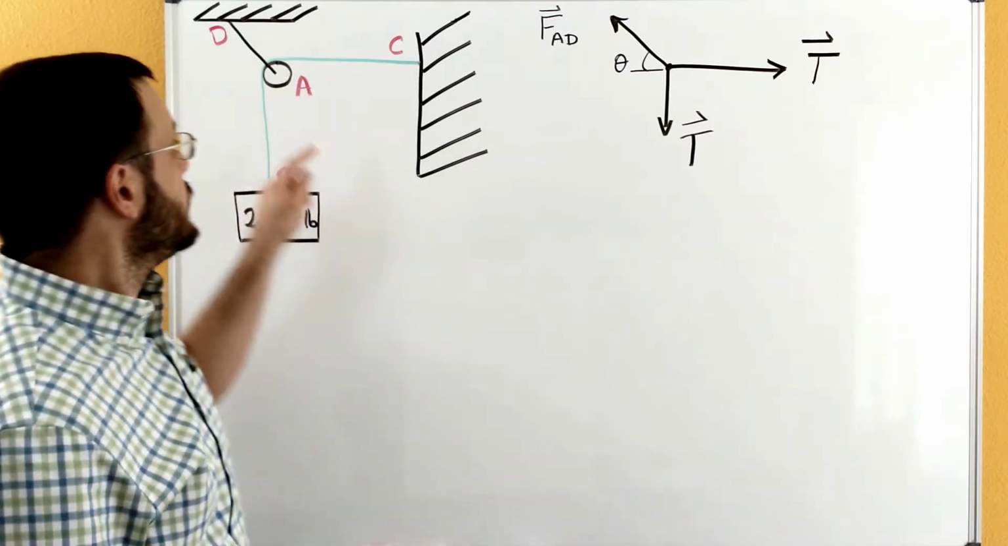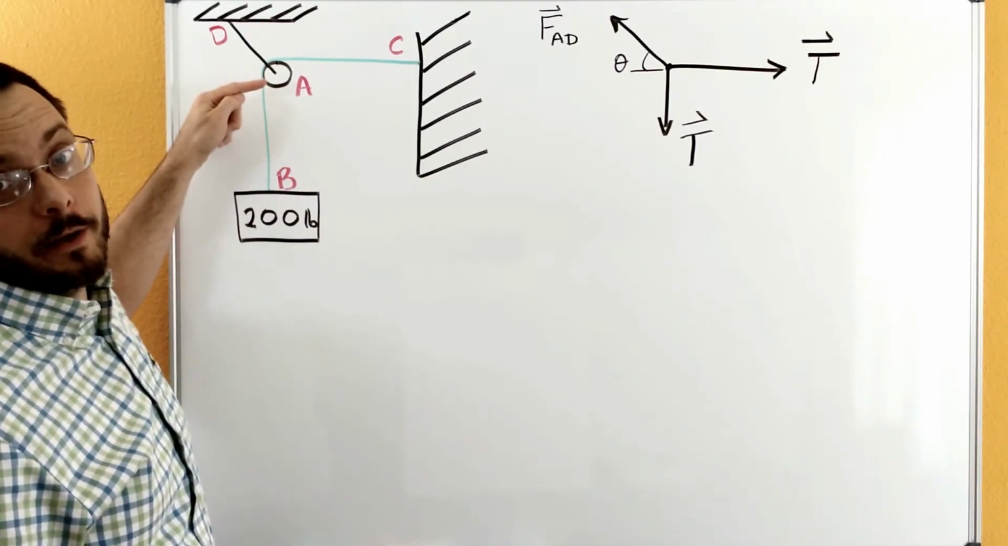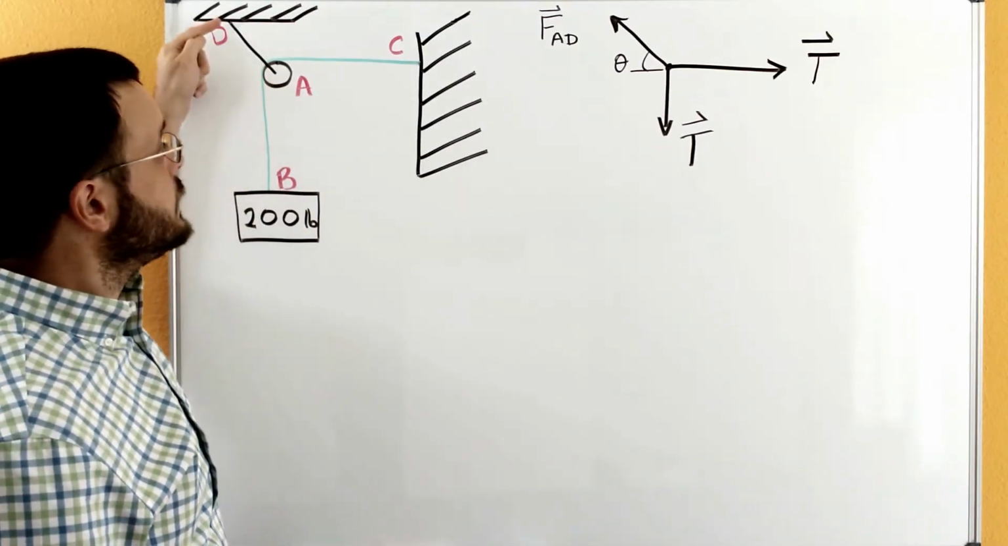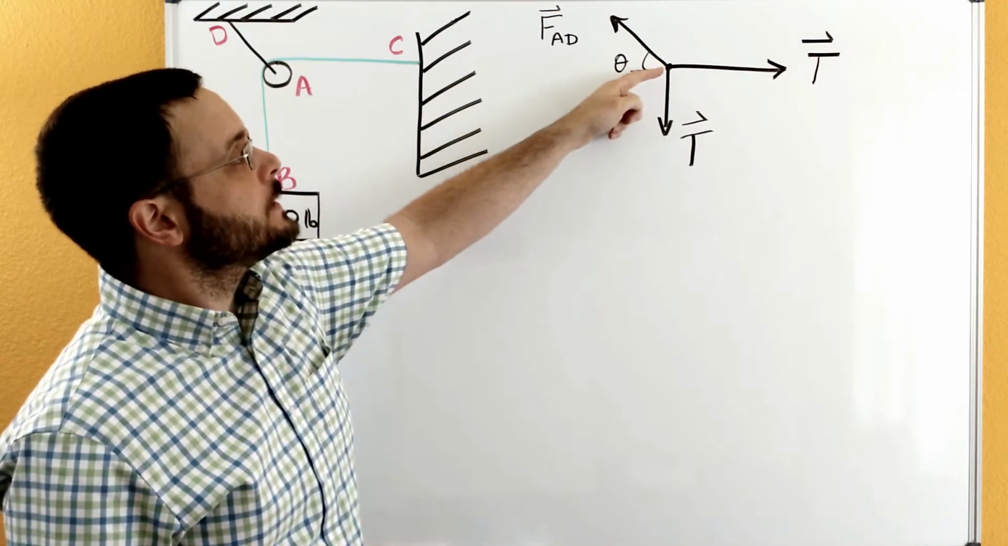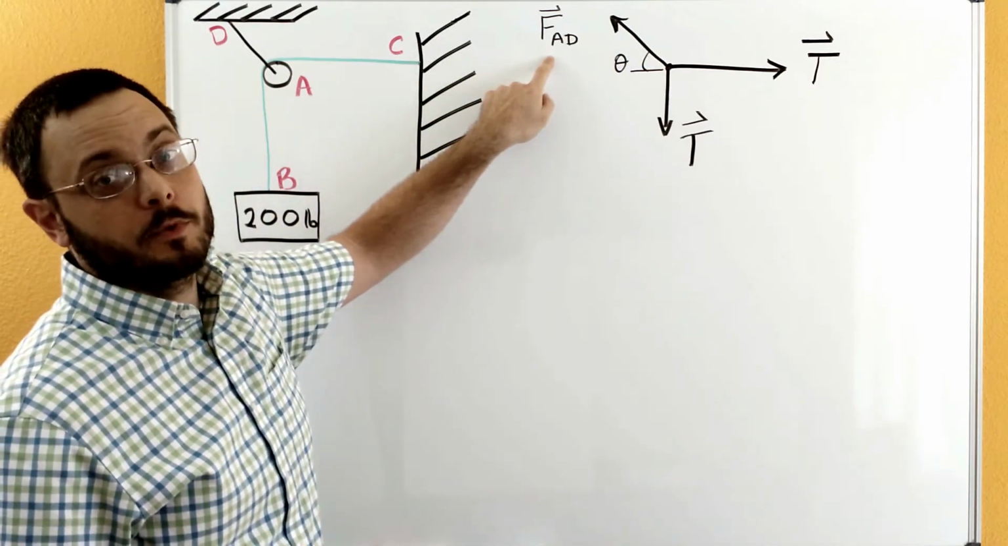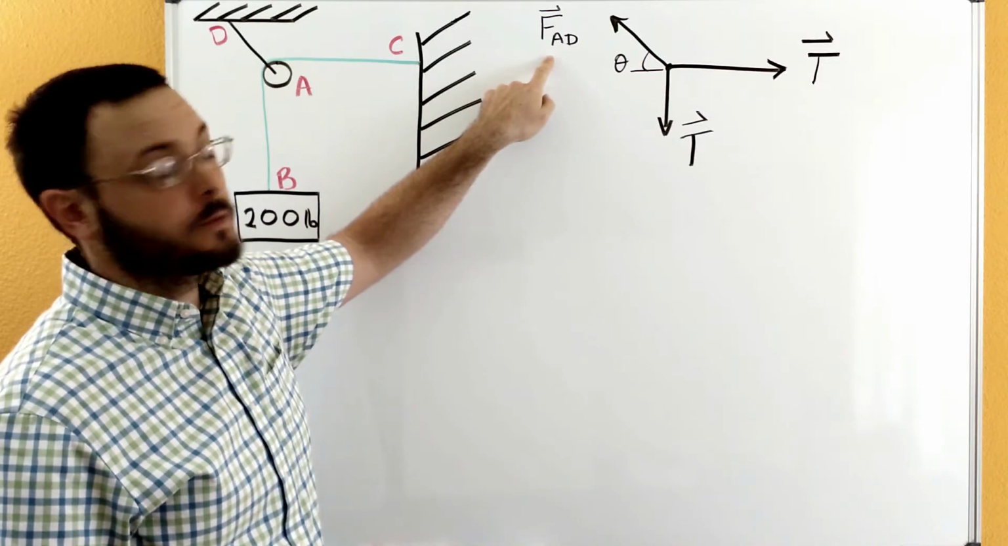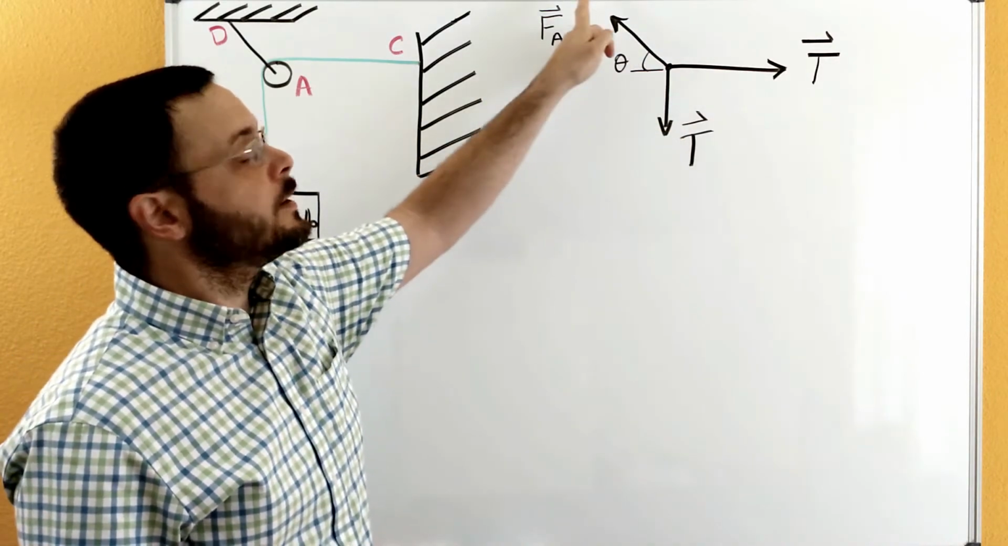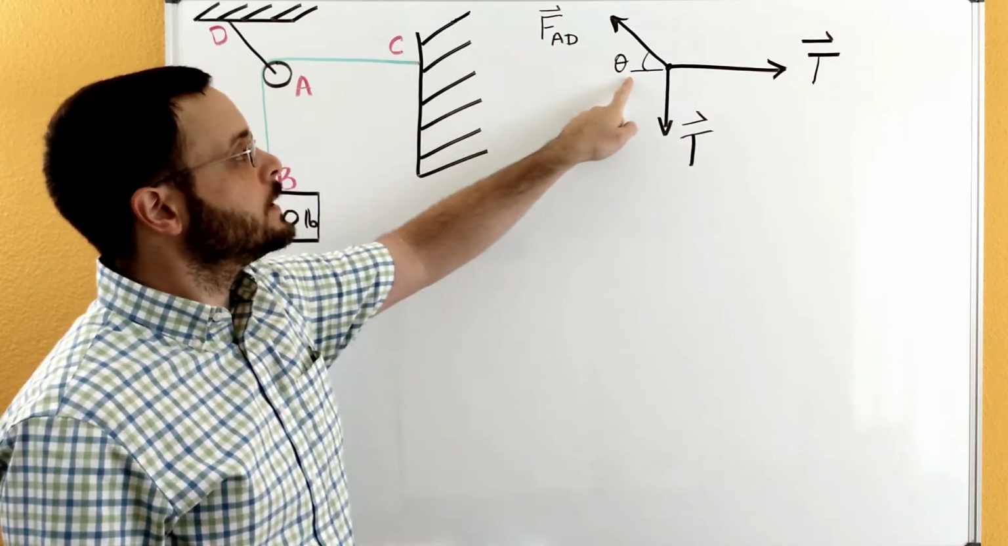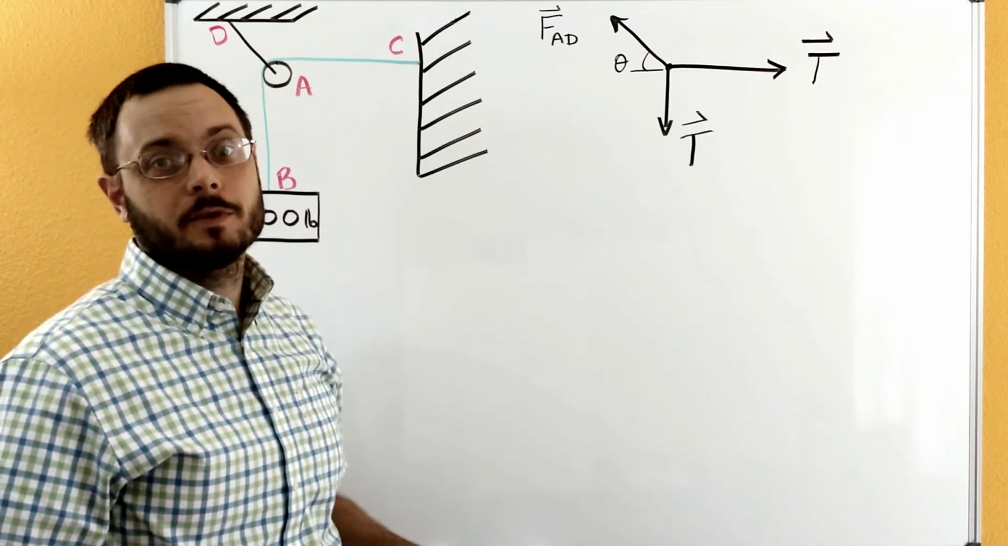force. Then we have a different rope, this black rope, that goes from A to D, and so we'll represent that with a new force variable, FAD, because it has a different tension, and we'll draw it coming out here at some kind of an angle that we haven't solved for yet.